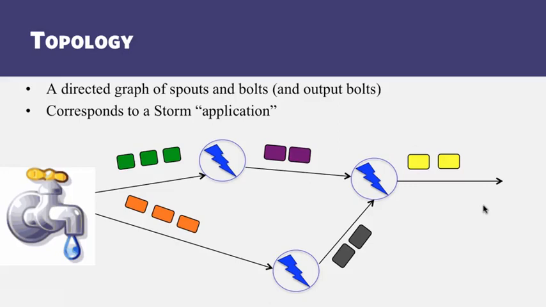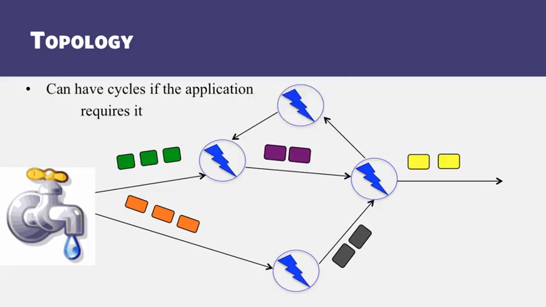Now, topologies are essentially directed graphs, and topologies may contain loops as well. They can have cycles, as is shown over here, if your application in fact requires it. But of course, when you're coding cycles, you have to be careful that you're not creating infinite loops, so you need to be sure that tuples are not going around in the system forever. You need to make sure that tuples are in fact being processed, and then within some amount of time they leave the system. They don't stay around forever.